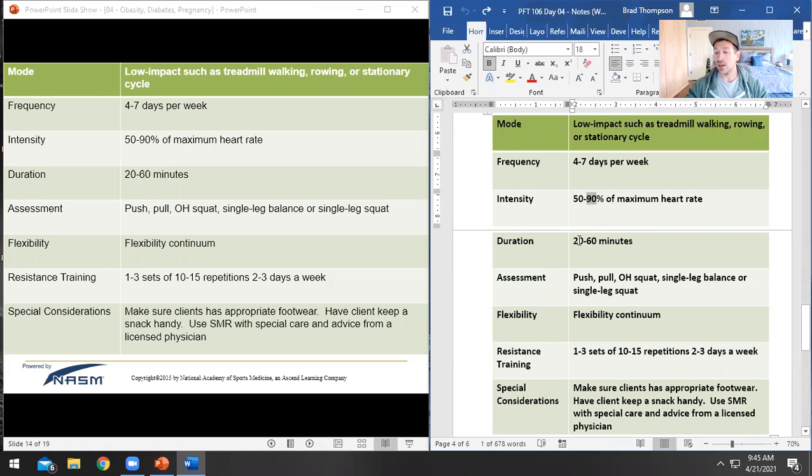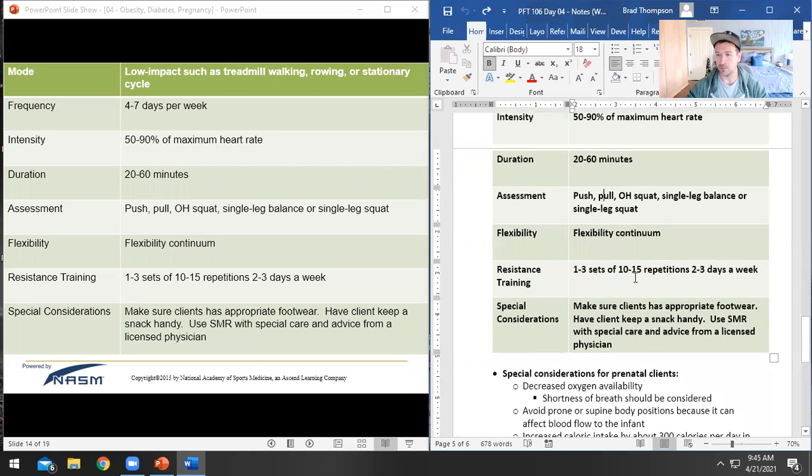So duration anywhere from 20 to 60 minutes, as little as 20 minutes if they're doing really high intensity, as high as 60 minutes. If you're doing 60 minutes, you're probably not doing high intensity. You're going to drop the intensity down a little bit. Assessments, totally normal stuff here. Push, pull, overhead squat, single leg squat, single leg balance. All of them are very good. Flexibility continuum. We like all of them.